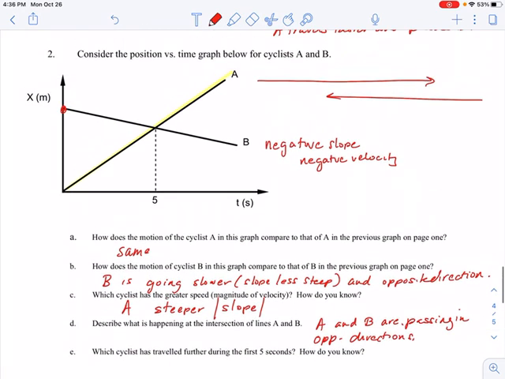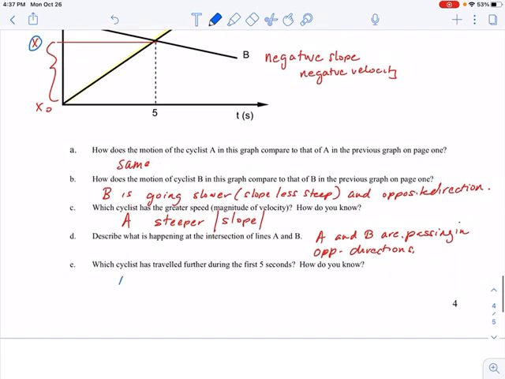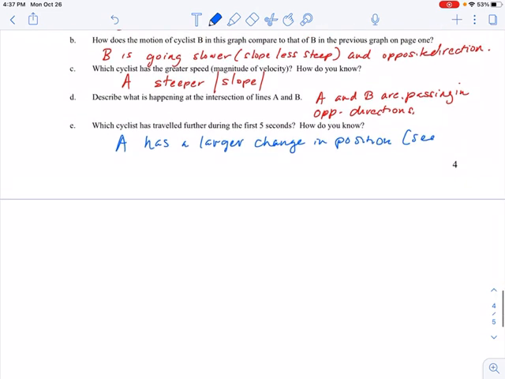Which cyclist has traveled further in the first 5 seconds? Okay, so for cyclist A, it has traveled from that initial position to that final position. B has traveled from this initial position to the same final position in the first 5 seconds. But look which one is bigger. A is bigger. A has a larger change in position. See the vertical axis.